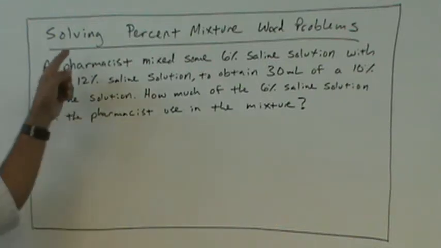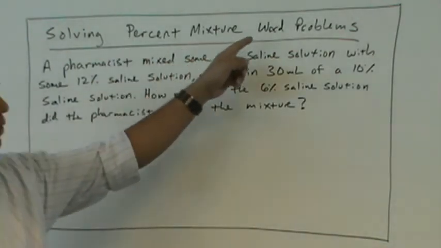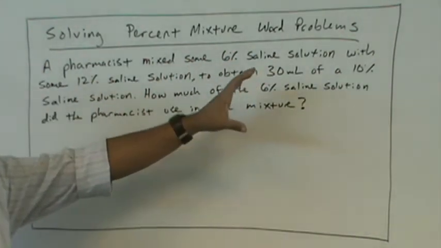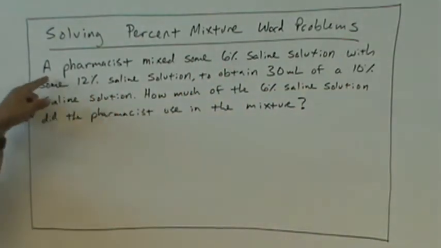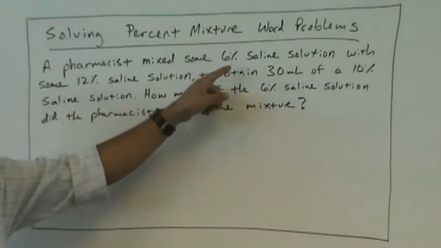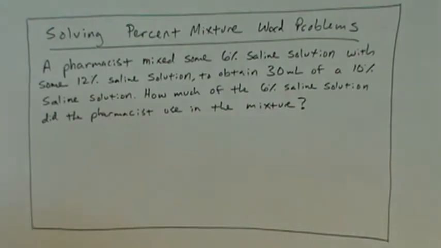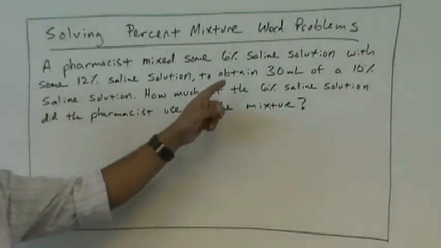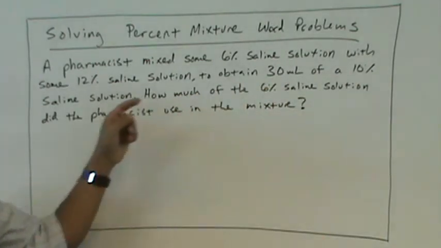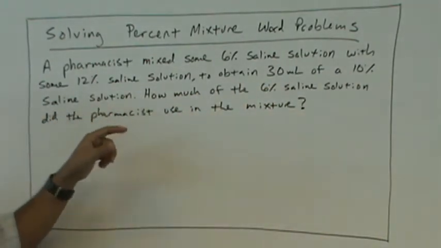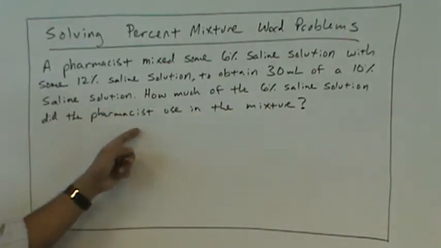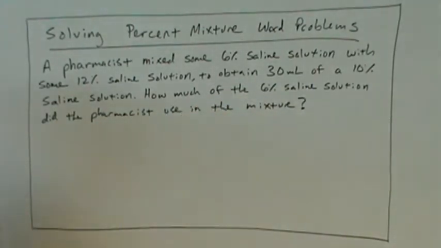Alright, today's lesson is on solving percent mixture word problems. So if you had this situation where a pharmacist mixed some 6% saline solution with some 12% saline solution, and they obtained 30 milliliters of a 10% saline solution. We want to know how much of the 6% solution did the pharmacist use in the mixture. Sounds confusing, doesn't it?